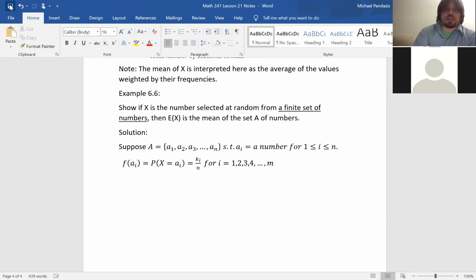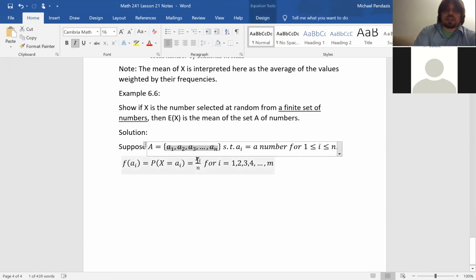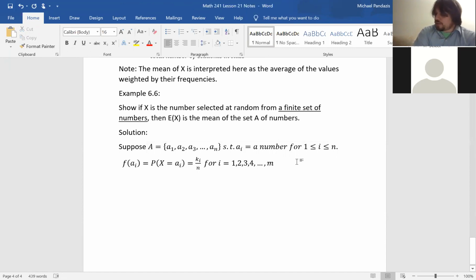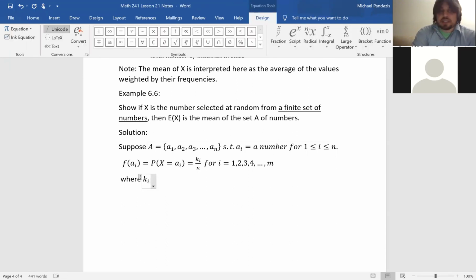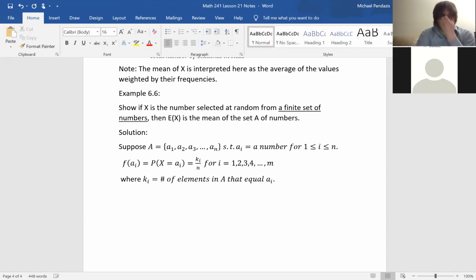So let me explain that. These a's are not necessarily distinct. So k sub I is the number of times a sub I repeats. So k sub 1 is the number of times a sub 1 repeats. K sub 2 would be the number of times a sub 2 repeats. And so this is where k sub I is equal to the number of elements in capital A that equal a sub I.